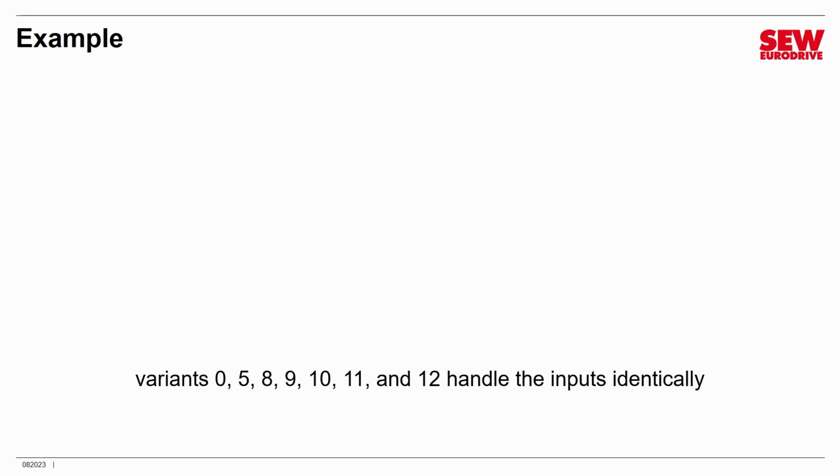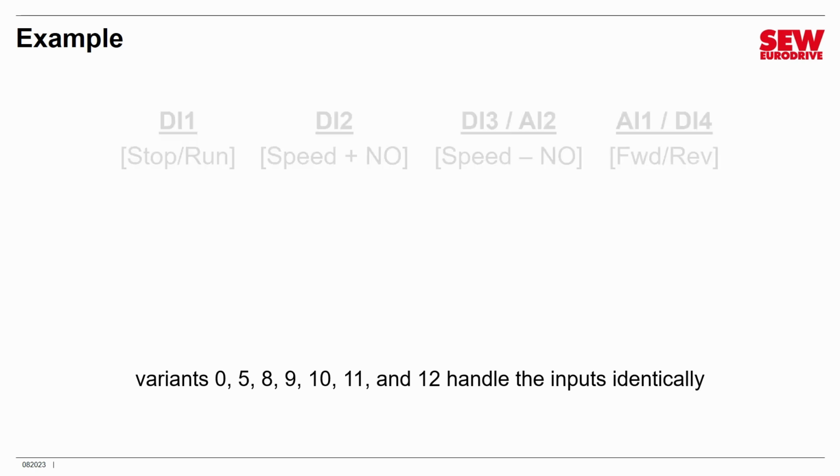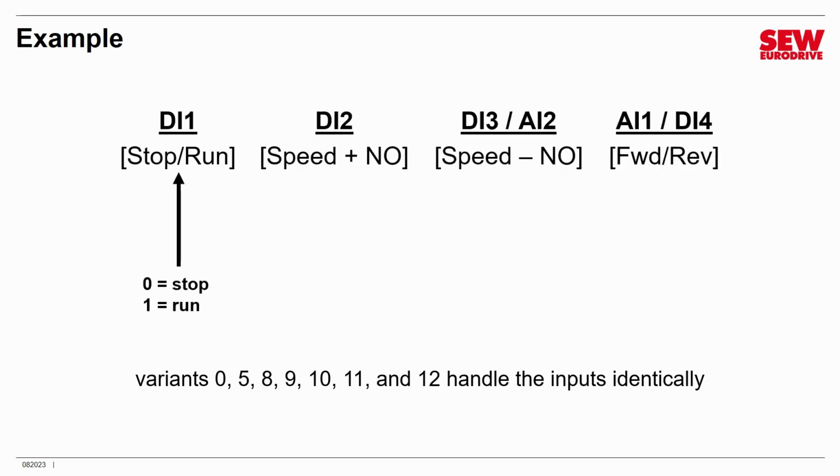I'll show you the most common, and actually this one applies to variants 0, 5, 8, 9, 10, 11, and 12. That's half the available variants. So, of course, digital input 1 is the enable signal. If it's 0, the VFD will not be able to run. If it's set to 1, it will. Digital input 2 is a push button to increase the speed. So every time you push it, the speed will increase. So it should be a normally open push button connected to it.